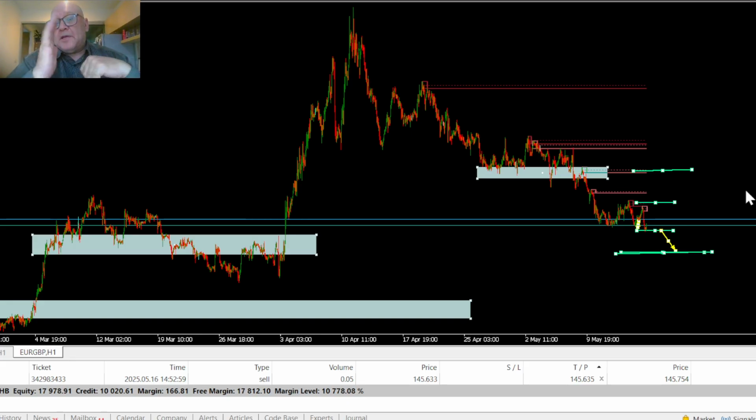I like these two strategies. They work well for me, and I'm still in the USD JPY, and we'll see how that goes tomorrow, and I'll post again tomorrow and tell you how I went.